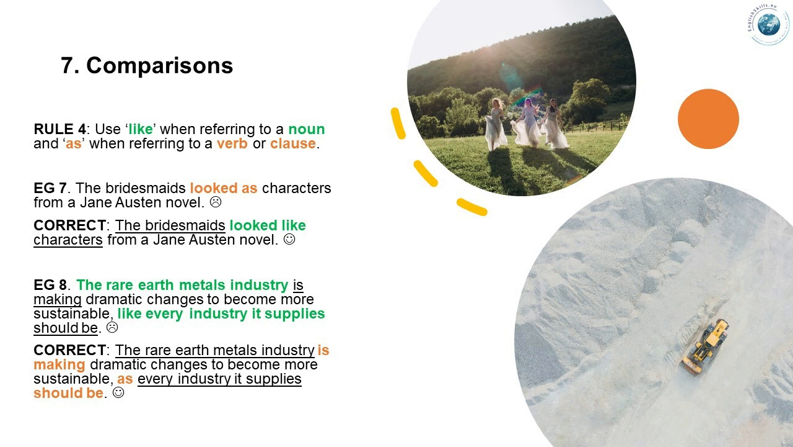By way of contrast, let's look at a sentence that compares the actions of two different nouns. Example 8. The rare earth metals industry is making dramatic changes to become more sustainable, like every industry it supplies should be. This example may sound okay to the ear, but using like to compare is making and should be is incorrect. Here is the correct version. The rare earth metals industry is making dramatic changes to become more sustainable, as every industry it supplies should be. The difference is noticeable in an environment comprised of professionals. However, in a casual conversation, do not stress about this mistake.